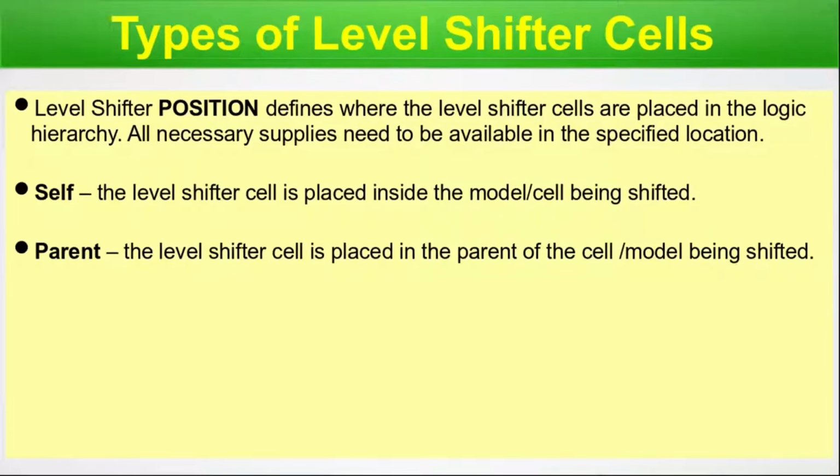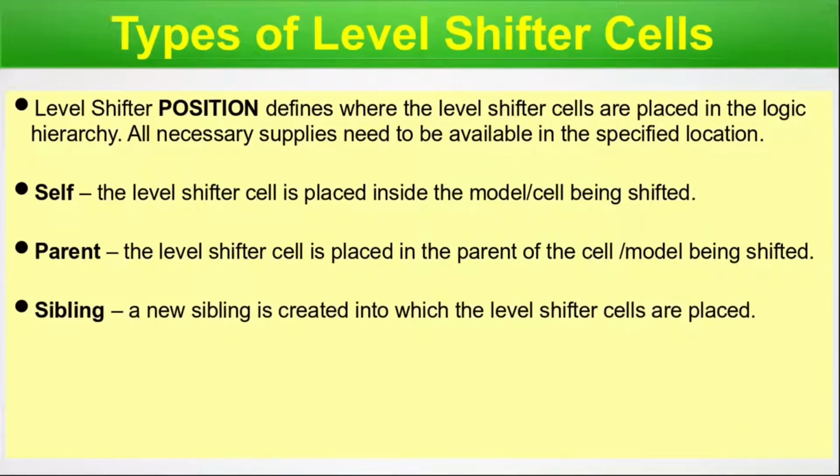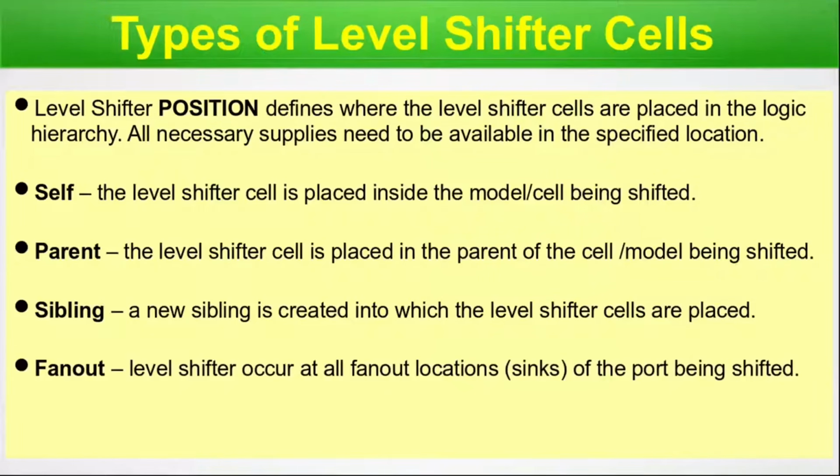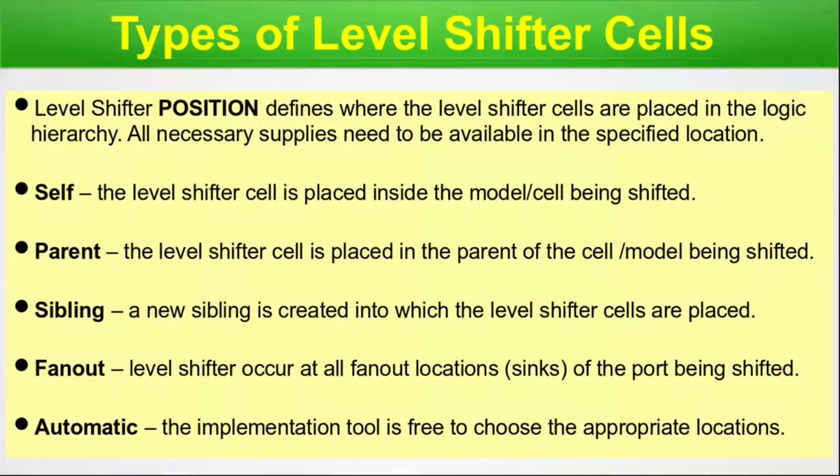So you can see that this type of level shifting classification is done based on the design topology on which we are placing our level shifter cell. The next topology is sibling. A new sibling is created into which the level shifter cells are placed. So we covered self, parent and sibling. The next one is fan out. A level shifter occurs at all fan out locations, that is sinks, of the port being shifted. Automatic: the implementation tool is free to choose appropriate locations. So guys, we're done with this particular slide. Let's move on.